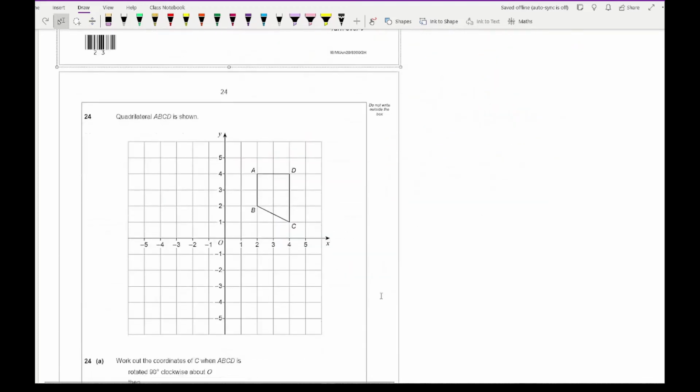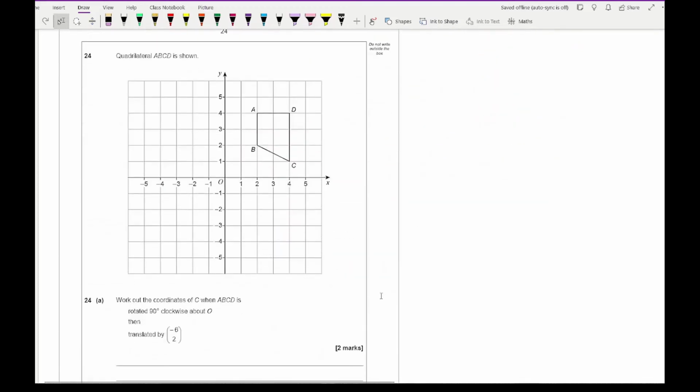So moving on to question 24, it says the quadrilateral ABCD is shown, and it says work out the coordinates of C when ABCD is rotated 90 degrees clockwise about O and then translated by the column vector (-6, 2). So the first thing we want to do is rotate the shape 90 degrees clockwise. So we're going to be rotating it that way by 90 degrees.